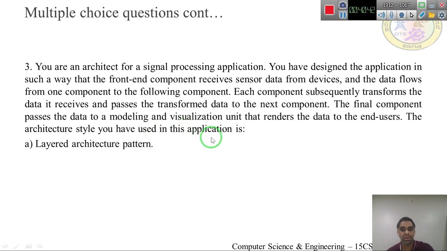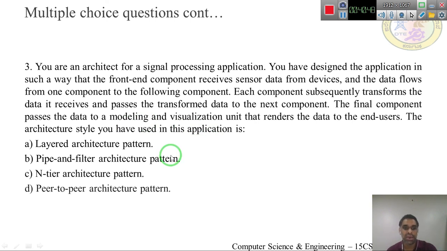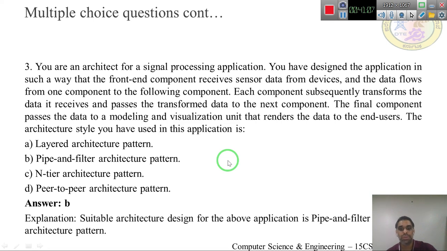The options are layered architecture pattern, pipe and filter architecture pattern, event-driven architecture pattern, or peer-to-peer architecture pattern. So if you are an architect, for a signal processing application, what do you think is the most suitable architecture pattern? Is it pipe and filter, right? So pipe and filter architecture pattern would be the most suitable one.